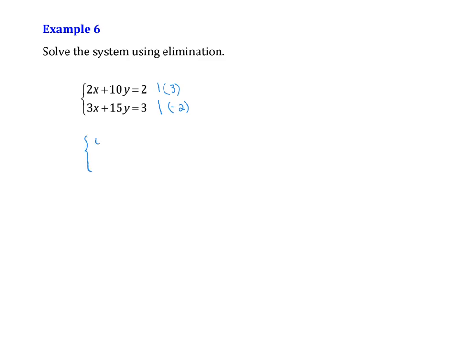So we have 6x plus 30y equals 6. We have negative 6x minus 30y equals negative 6. Let's replace the second equation by the sum of the two equations. This time we get 0 equals 0. This is always true. So what's that mean? It means there are infinitely many solutions.